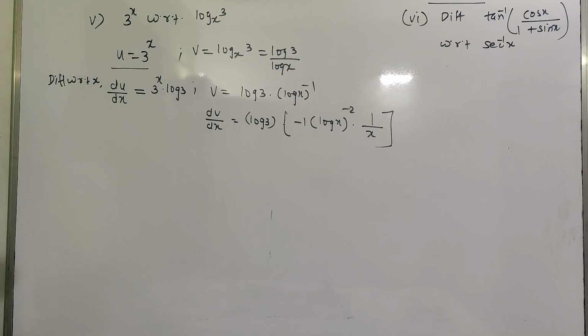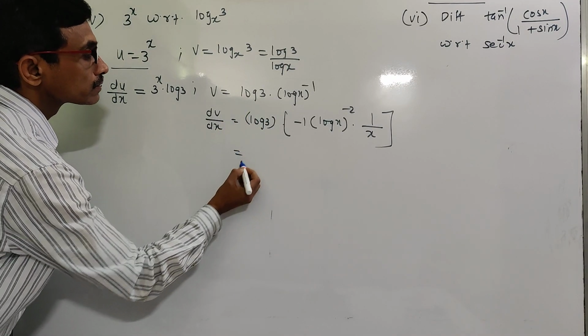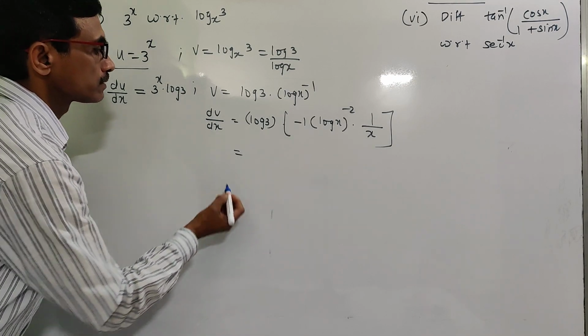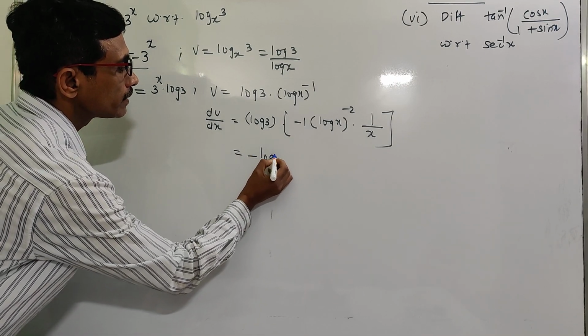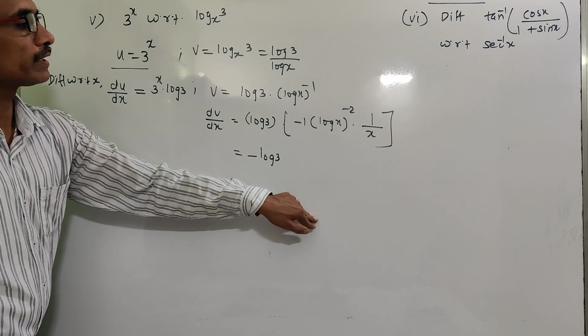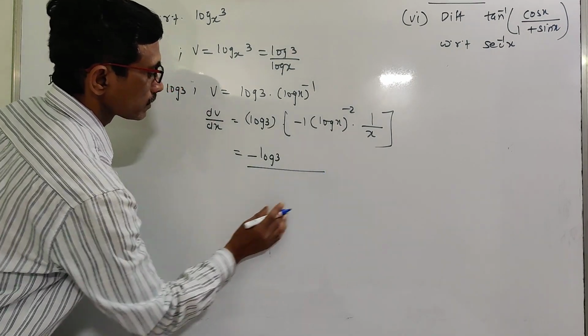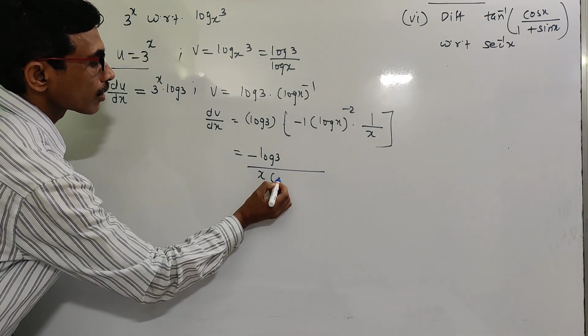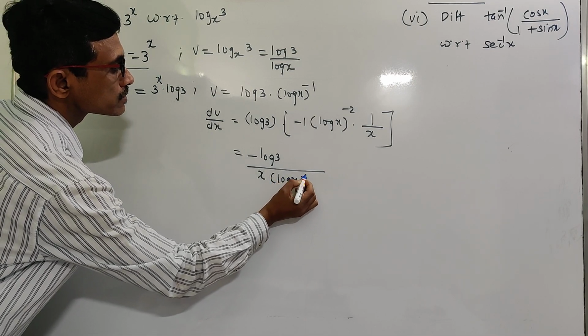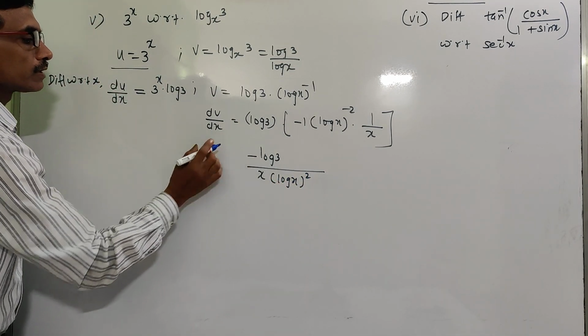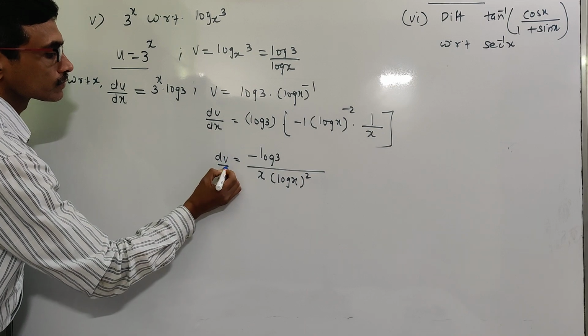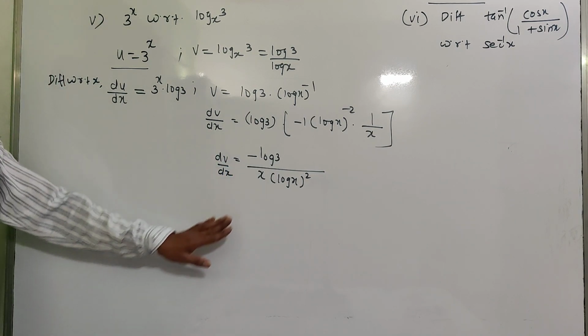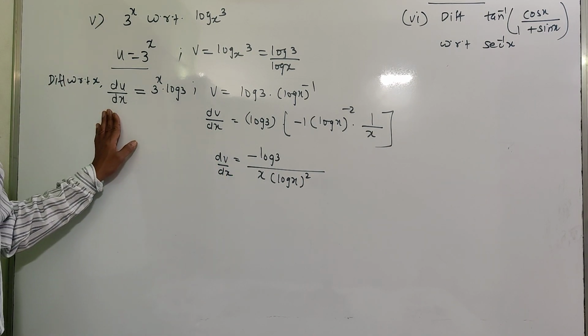Then rearrange the terms. This can be written as minus log 3, and this will go in the denominator, upon x into (log of x) square. That is our dv by dx. This is dv by dx, and this is du by dx.